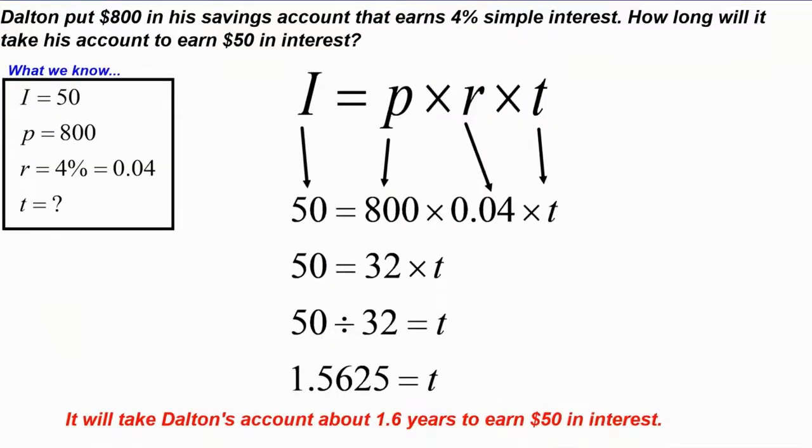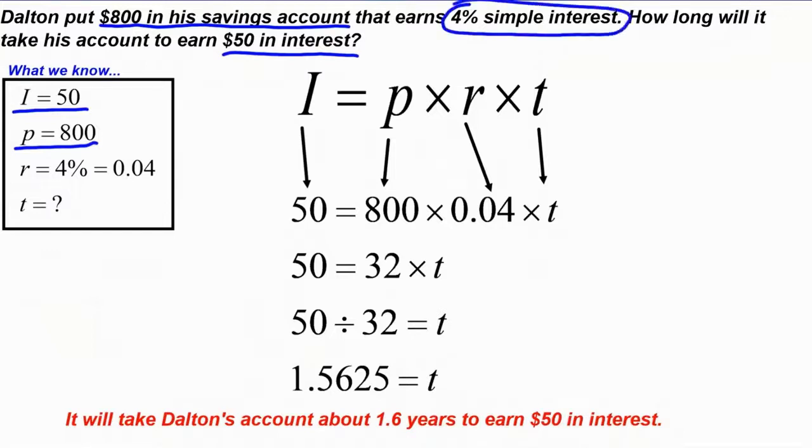And then lastly, Dalton put $500 in his savings account that earns 4% simple interest. How long will it take his account to earn $50 in interest? So again, going through what we know, how much interest we want to find. That's $50 in interest. And the original amount that he put into his savings account, or the principal, was $800. We know the account earns 4% interest, which is 0.04. We want to know, how long will it take? How many years is it going to take for him to earn $50 in interest on that account?